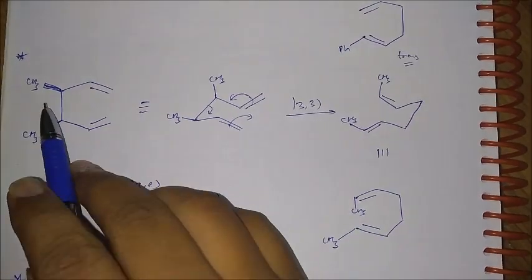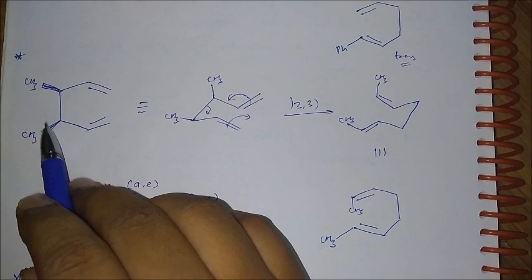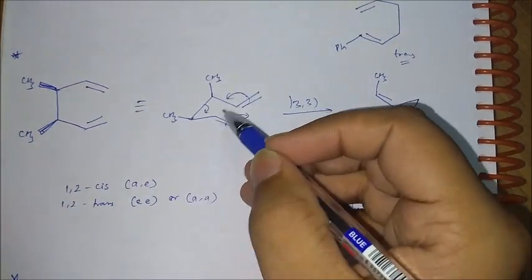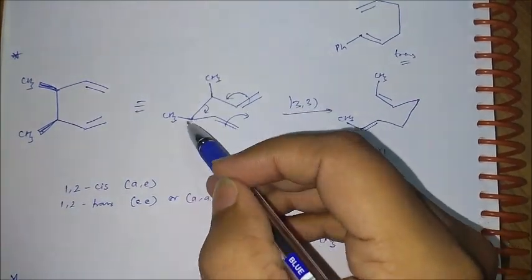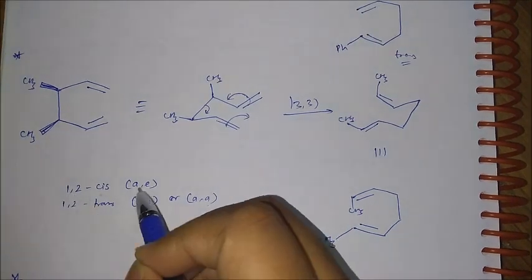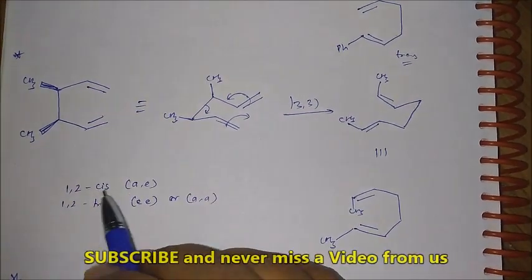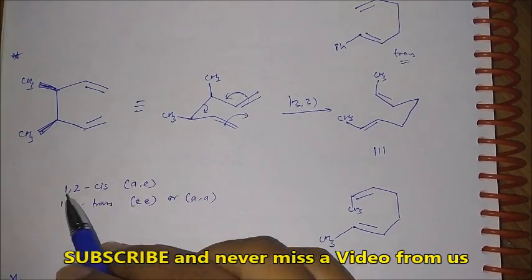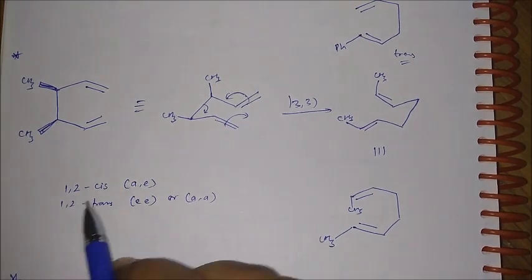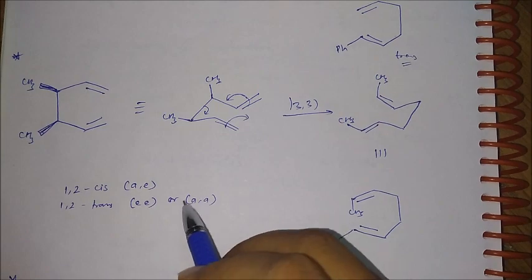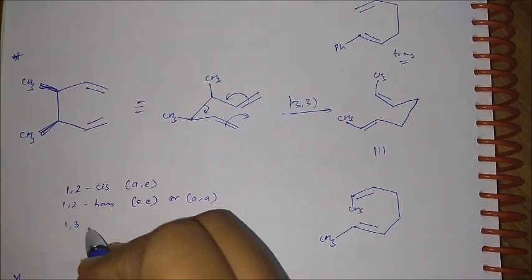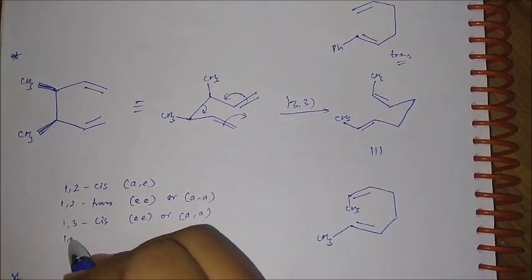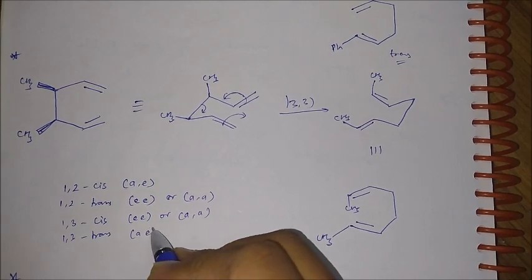In this example, we have two CH3 groups, and both are cis to each other. All right. Now, if you draw this compound in chair form, we have to draw it like this. One should be axial and another should be equatorial, because 1,2 cis is axial equatorial. If you don't understand why, this thing you have to remember actually. So 1,2 cis should always be axial equatorial, and 1,2 trans will be either equatorial or axial. Similarly, your 1,3 cis will be either equatorial or axial. All right, and 1,3 trans will be axial equatorial. Okay, so this thing you have to keep in mind.